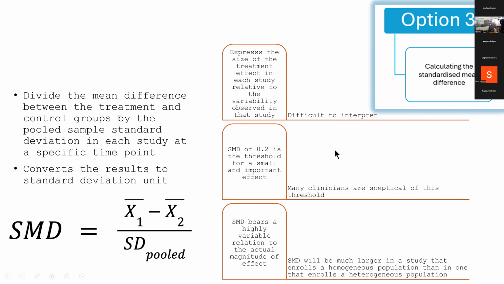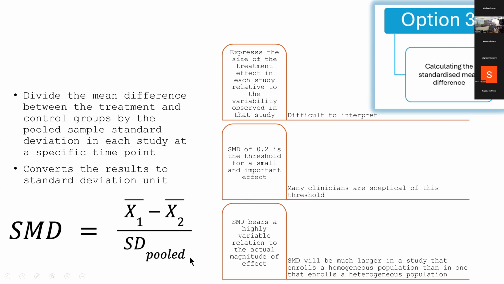Now, there are a lot of problems with this conversion. Number one is you're expressing the size of your effect by the variation. So finally, it's very difficult to interpret. It's very difficult to interpret what a standard deviation is rather than the actual unit of the scale. Second is, arbitrarily, we've taken a threshold of 0.2, saying that if it's more than 0.2, it's an important benefit. But many clinicians are skeptical of this threshold.